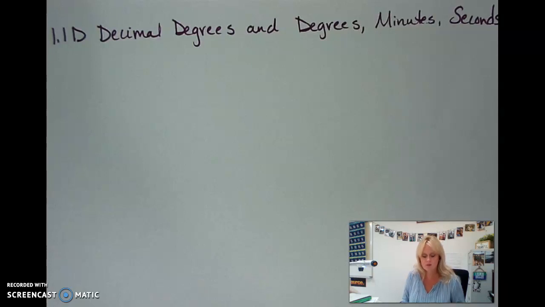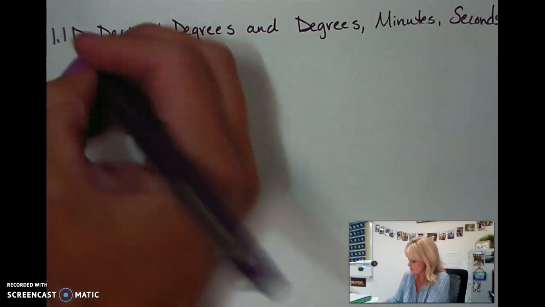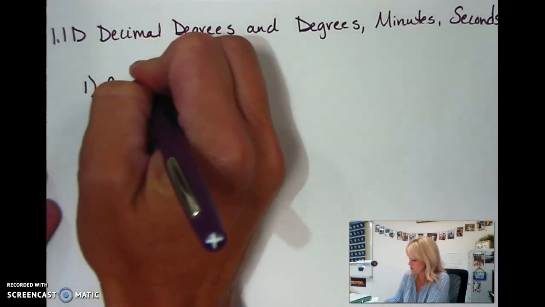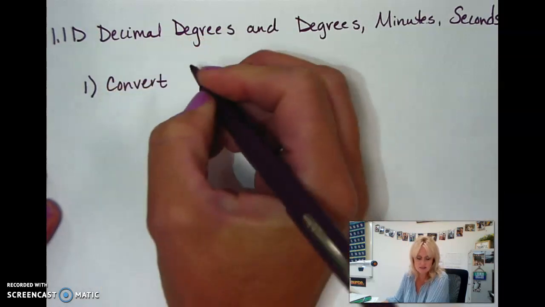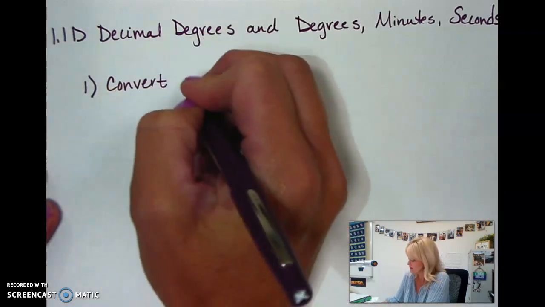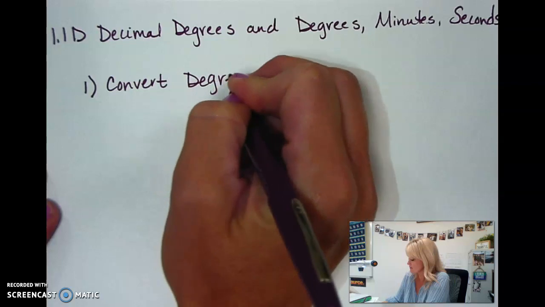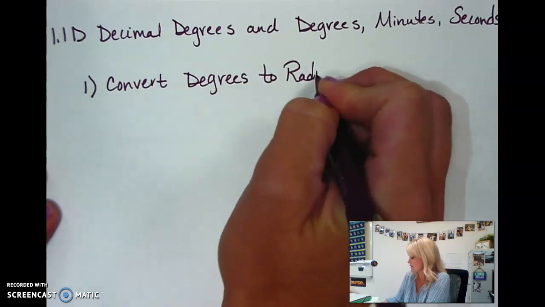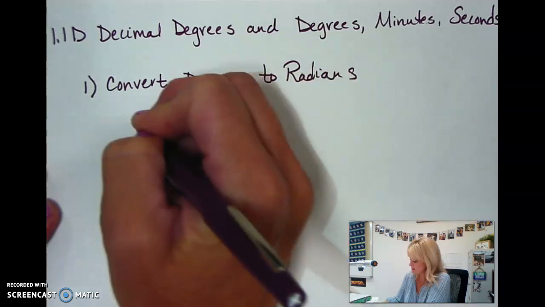Hi, we're going to look at 1.1d, decimal degrees and degrees, minutes, and seconds. If you recall when we talked about converting degrees to radians or radians to degrees, it's going to be the same situation here. Convert degrees to radians. This is what we did yesterday in 1.1c.